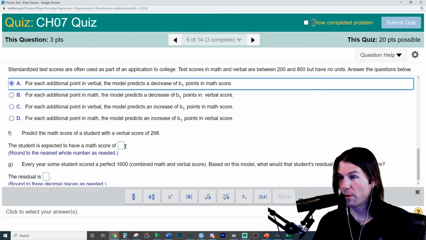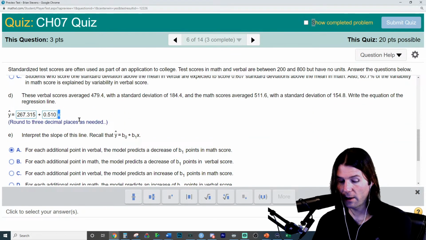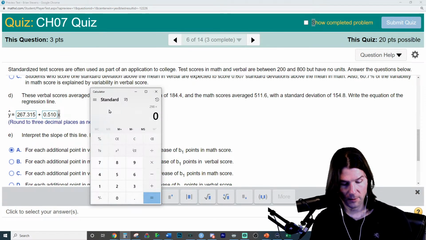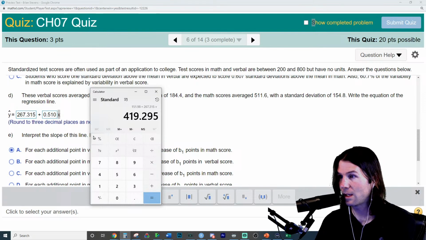Predict the math score of a student with a verbal score of 298. So we just plug in 298 right here. Now, I would suggest doing this: 298 times 0.510 plus 267.351. All we're doing is plugging in the value right there.